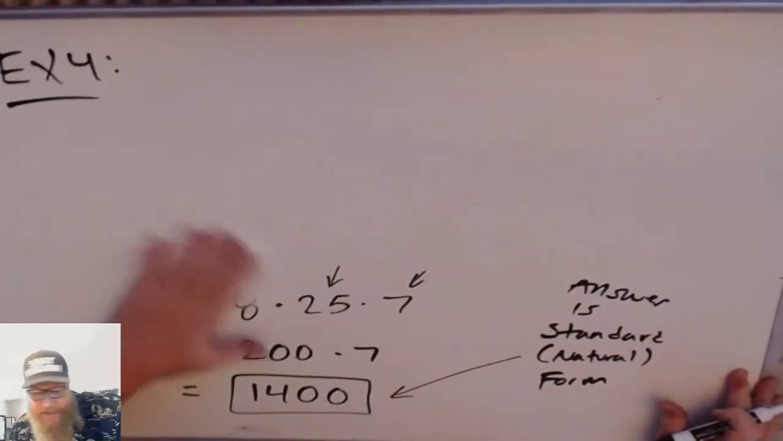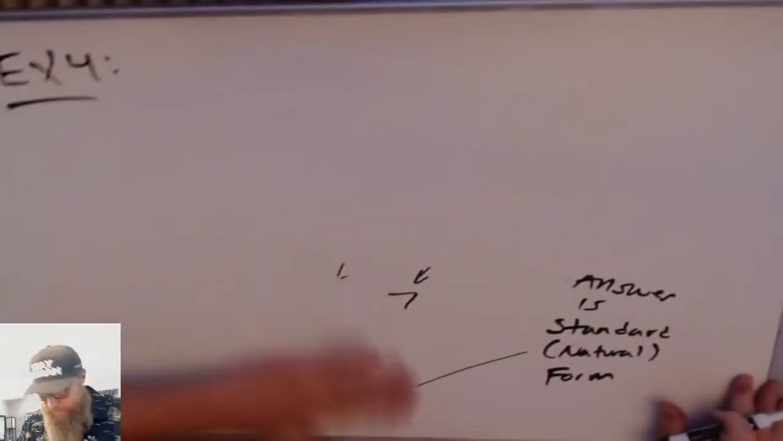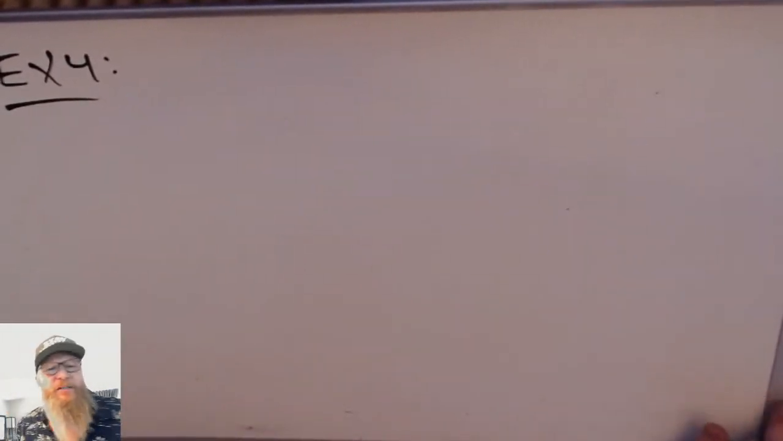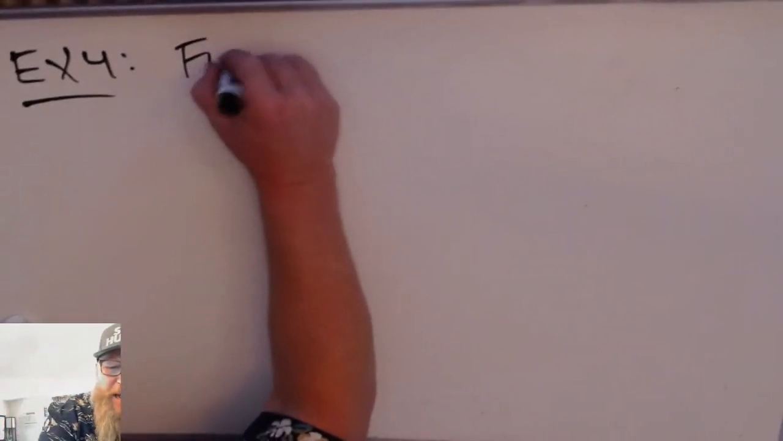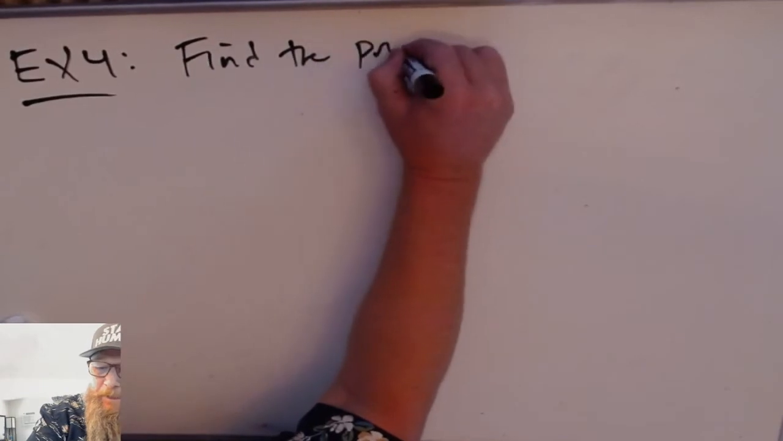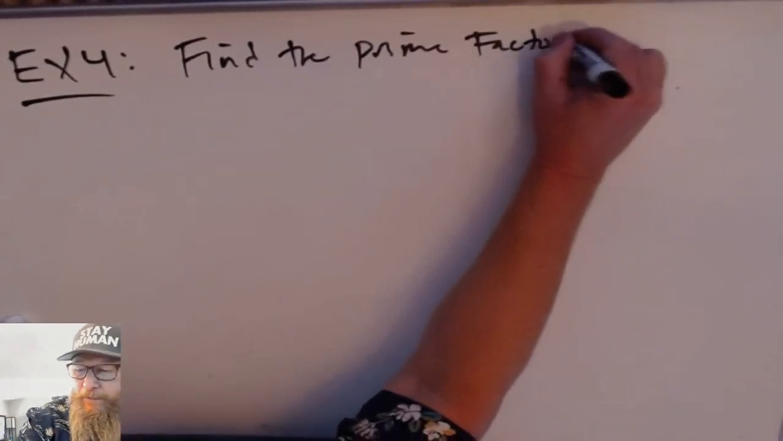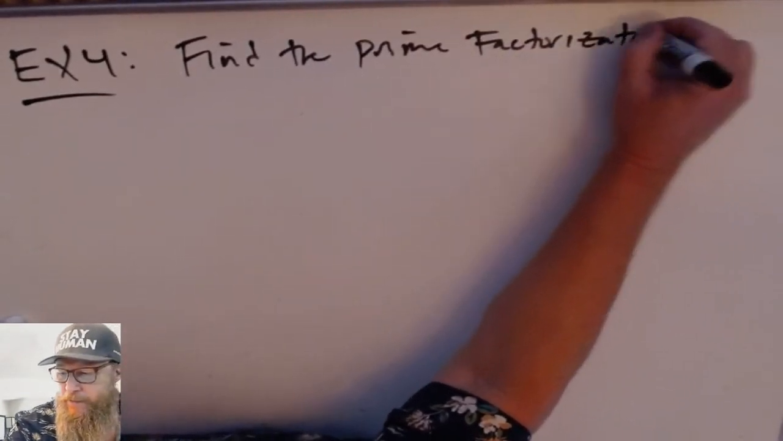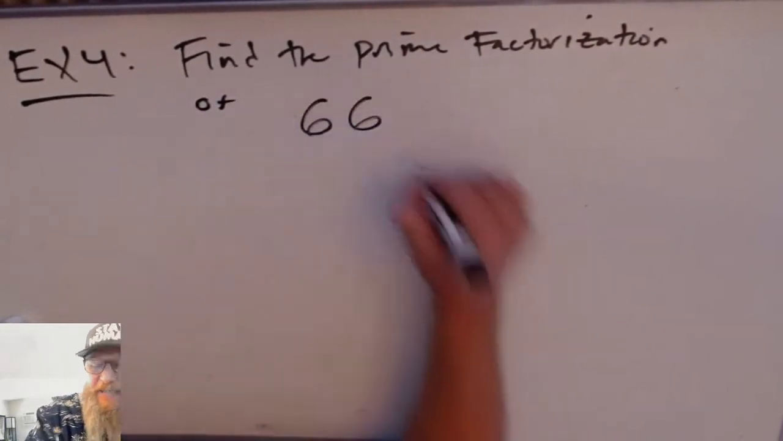If I don't specify, then I don't care. That means give it to me anyway. As long as it's correct, I'll take it. All right, so find the prime factorization of 66.